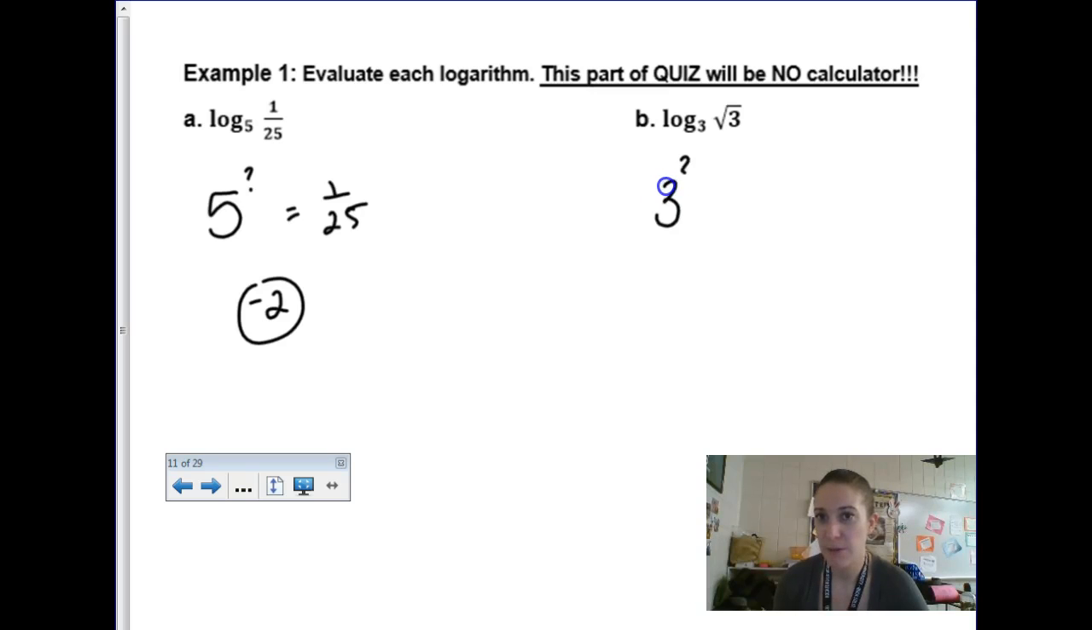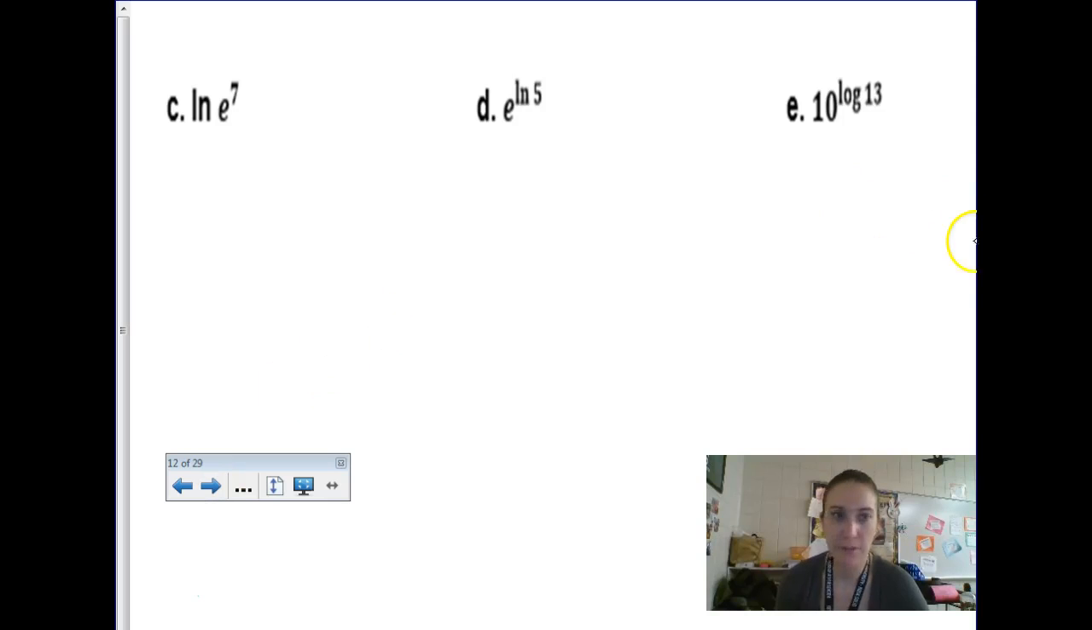So here, 3 to what power is going to give me the square root of 3? Well, instead of writing it as square root of 3, isn't that the same thing as 3 to the 1/2? So I guess there's no more question anymore, guys. The answer is 1/2. Whoops. You could put an x instead of a question mark if you prefer.